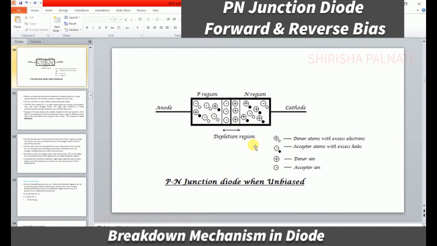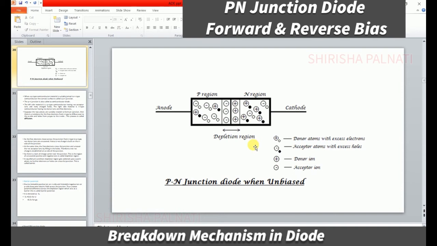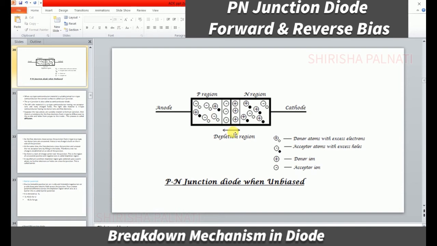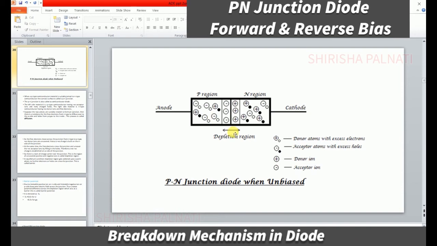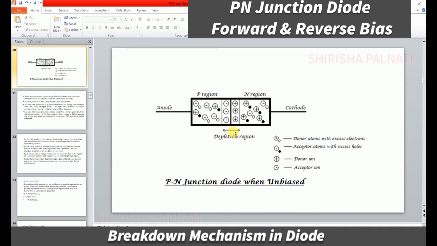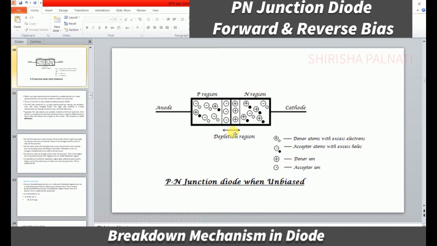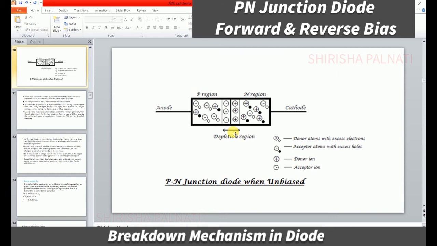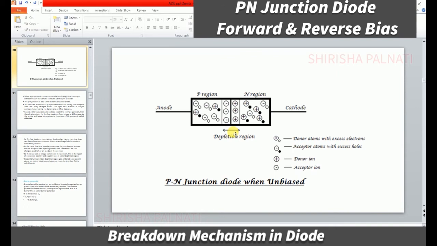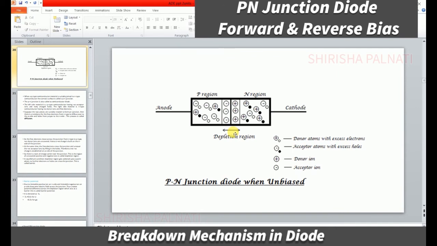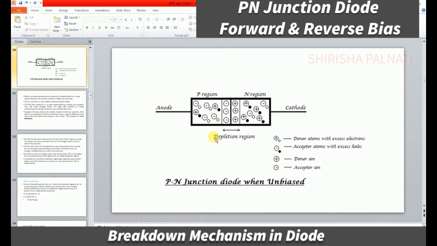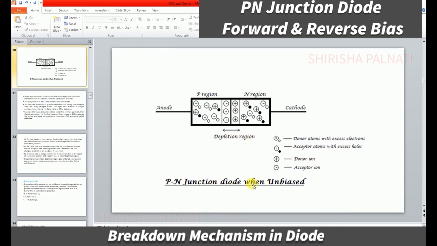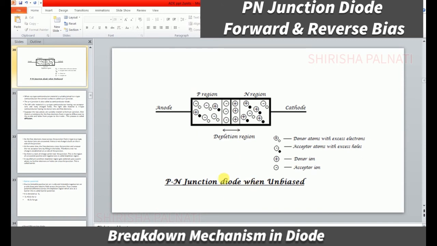Okay? So this is unbiased. What is the operation of this PN junction diode? The majority charge carriers, holes and electrons, move from the P region and N region to the other region. So here the process of diffusion is occurring. Then, after the majority charge carriers have diffused, an unwanted region is present. This region is called the depletion region. So this is the operation when unbiased.